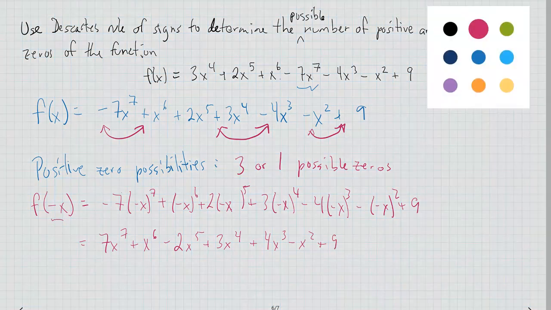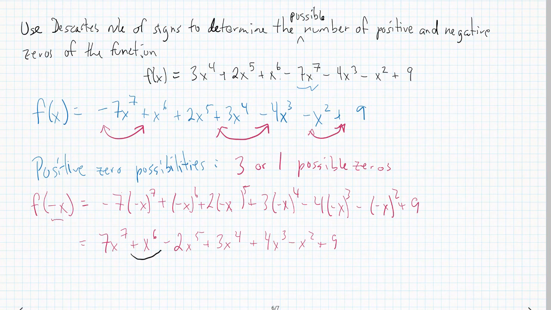So now, going to our solution, how many times do we switch signs? So you have once, you have twice, you have 3 times, and you have 4 times. Okay, so our number of negative zero possibilities.